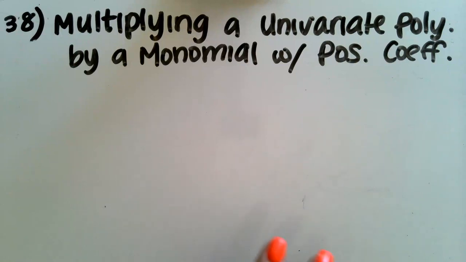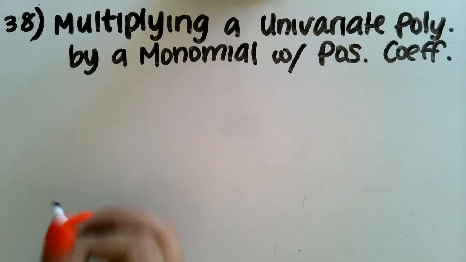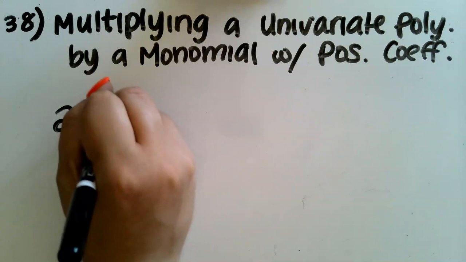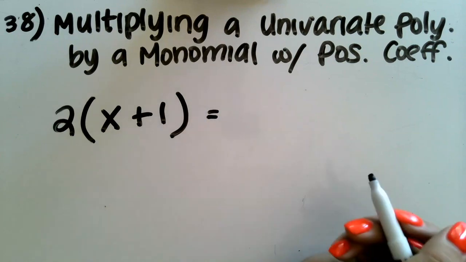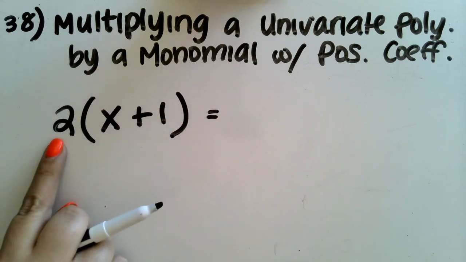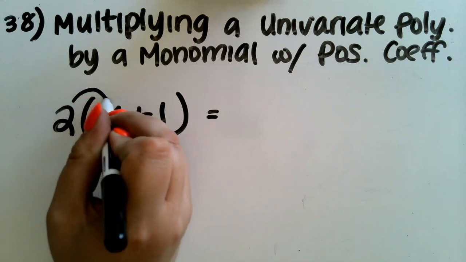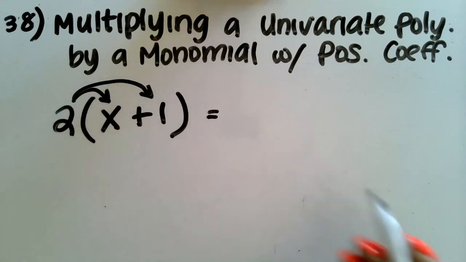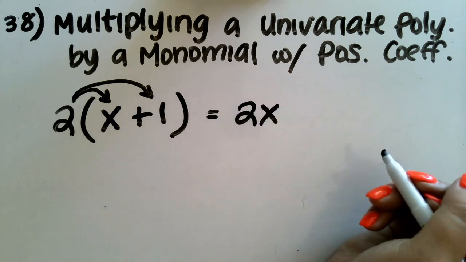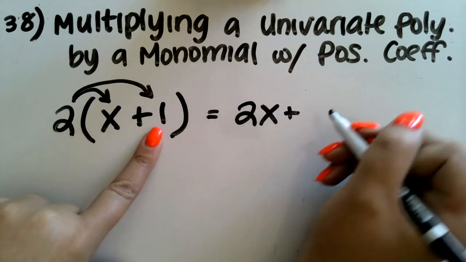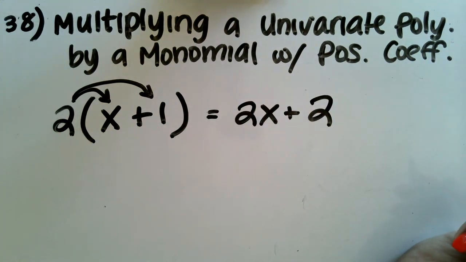So before we even do that though, I want to do a quick side quest. Just a quick reminder. If I were to ask you to multiply that out for me, we would go ahead and use our distributive property. Our distributive property tells us that we are going to distribute this coefficient in to each of our terms inside of the parentheses. So 2 times x will be 2x plus 2 times 1, which is 2. That's the first part of our side quest.